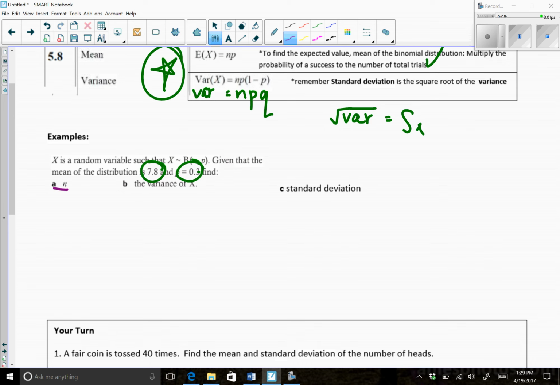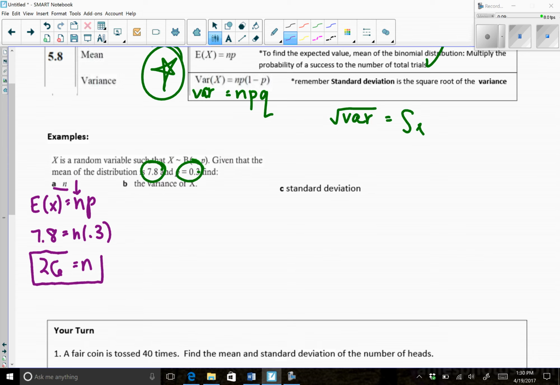So what we're going to do is kind of rewire this a little bit backwards. We know that E of x equals np. This time n is our unknown, so E of x, our mean, is 7.8, equals n times the probability 0.3. When we get n alone, we get that the sample was 26. For the variance, now that I know the mean, I'm going to use that to help me find the variance, or I know my sample.